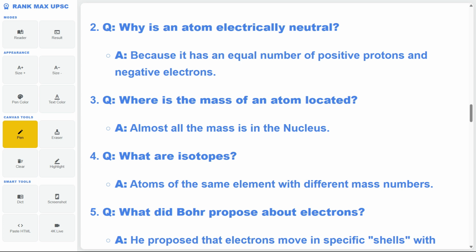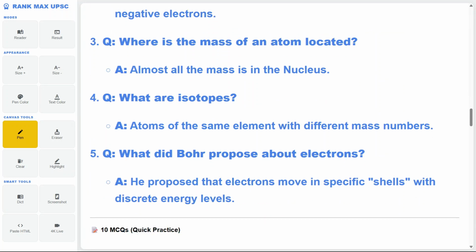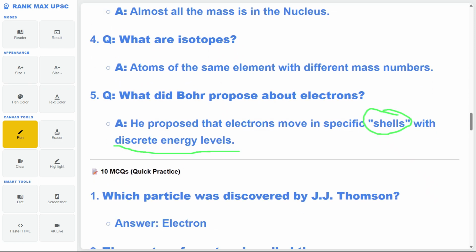What are isotopes? Atoms of the same element with different mass numbers. What did Bohr propose about electrons? He proposed that electrons move in specific shells with discrete energy levels. Which particle was discovered by J.J. Thomson?